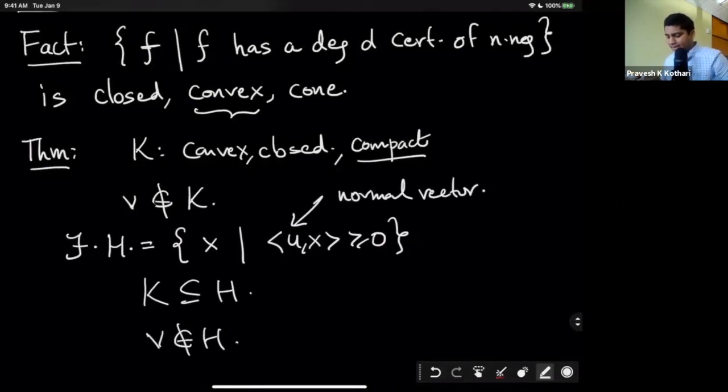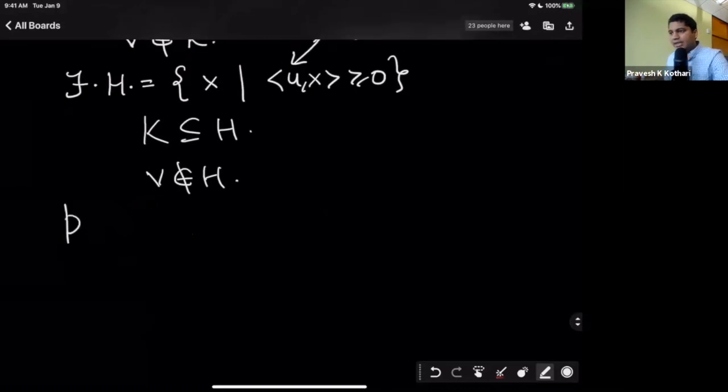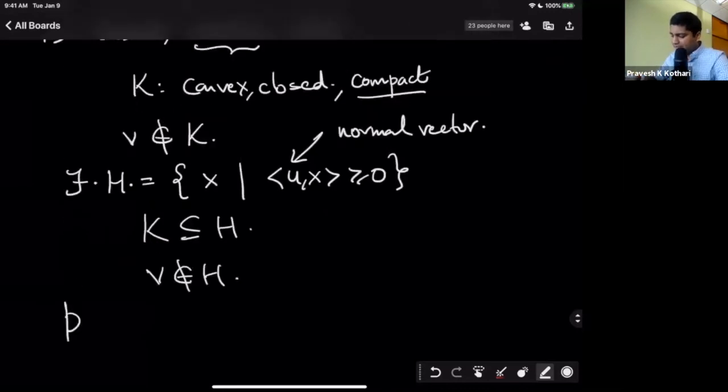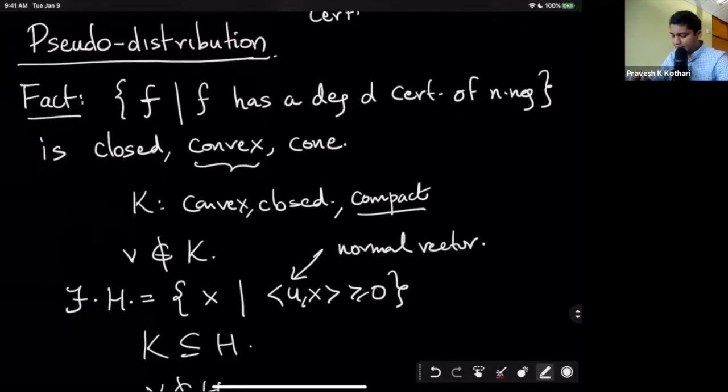Actually, because I'm not stating a theorem, let me just continue like this since we are still in discussion mode. So what have we learned so far? We have a closed convex cone of all polynomials that have a degree d SOS certificate of non-negativity. We are trying to reason about what happens when a certain polynomial P given to us is not in this cone. Let's give the cone a name: SOS_d.